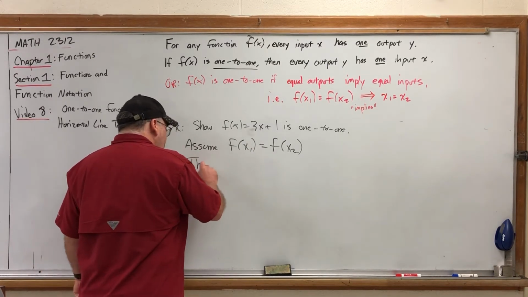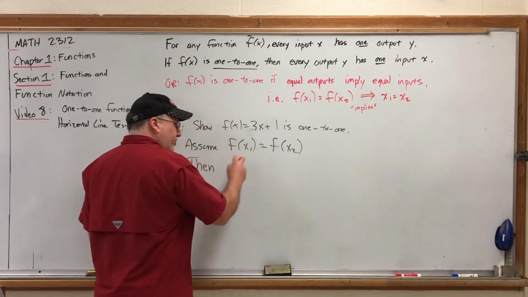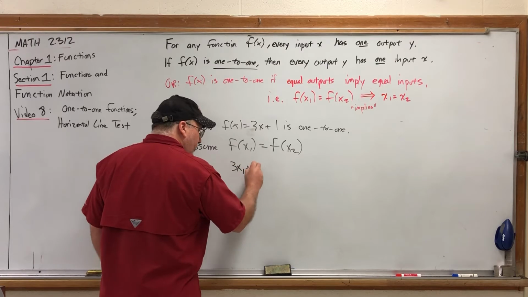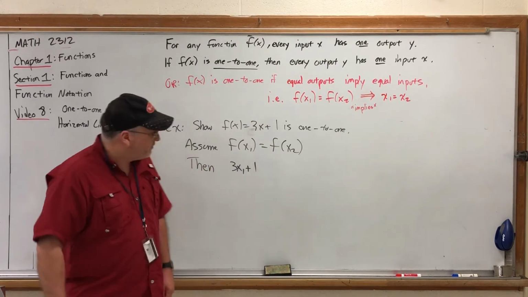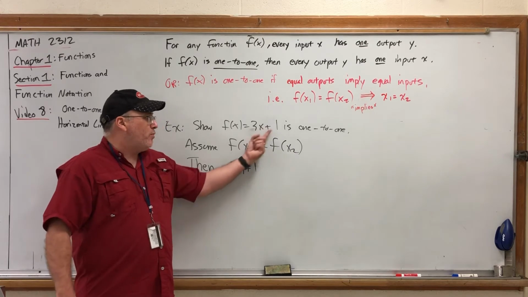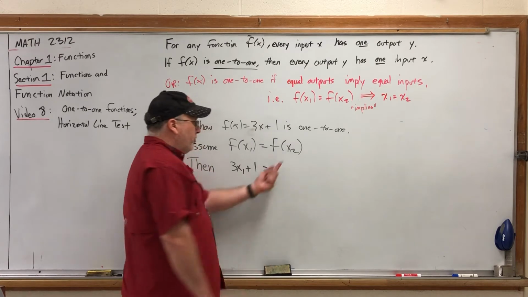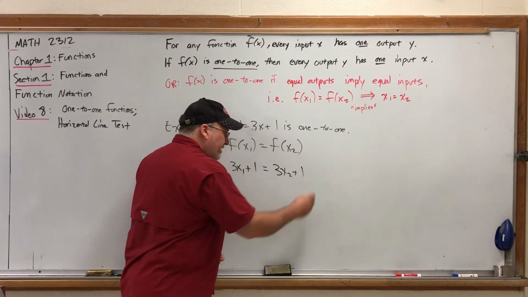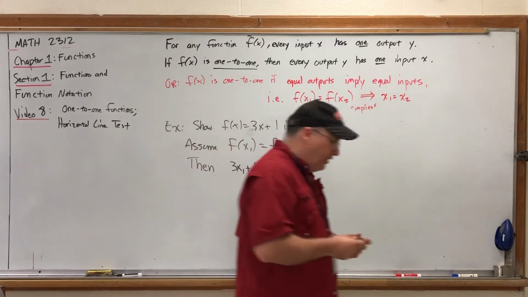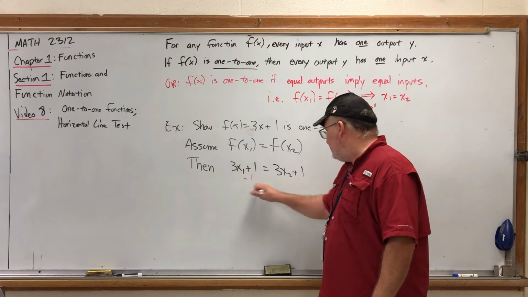Well, what does this function do? This function says I'm going to triple and then add 1. If I triple this input and then add 1, I get 3x1 plus 1. If I triple this input and then add 1, I get 3x2 plus 1. Now I just have to see if I can do some legit algebra moves and end up with x1 equals x2. It's actually pretty easy.